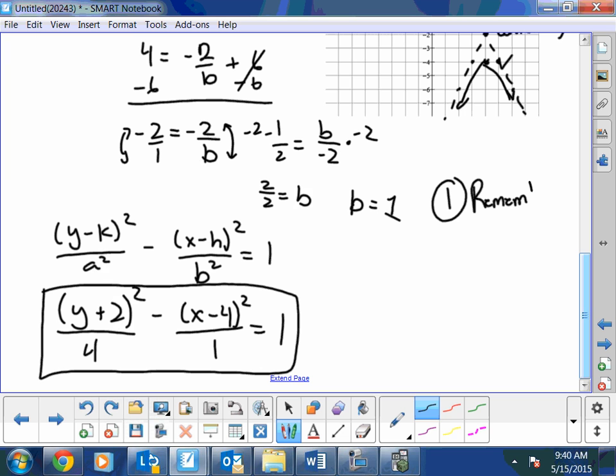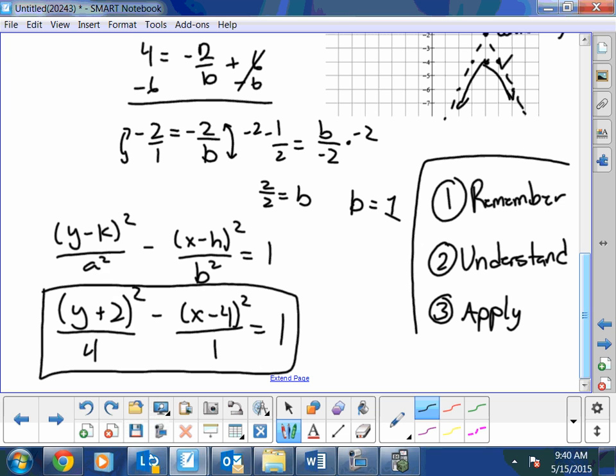Do you remember, first of all? Second part, do you understand? And lastly, can you apply? These, as a minimum, are the 3 things you've got to be able to do by yourself. Now, if you can then show somebody what you're doing, then you're actually moving on to analyzing and evaluating. So if you can do that, that's even a plus. But remember, this is the minimum in order for you to do well in the test.